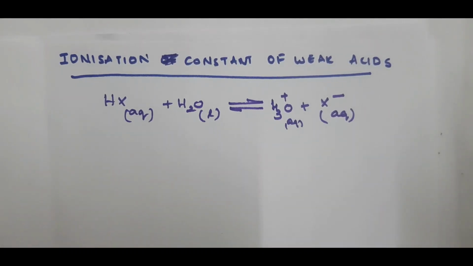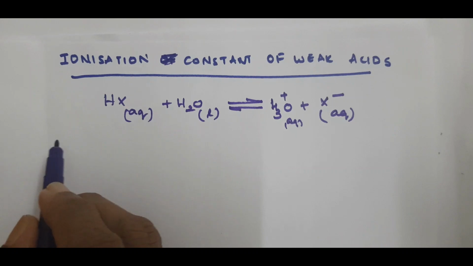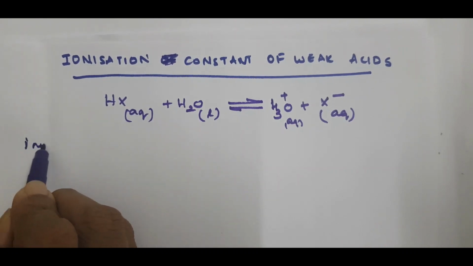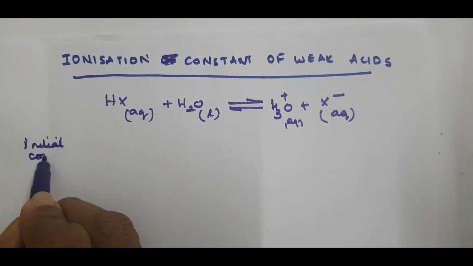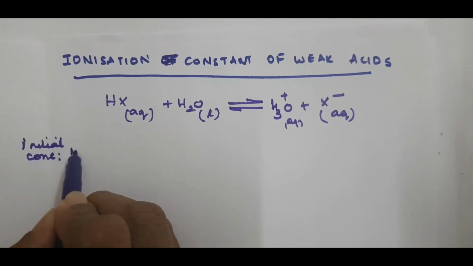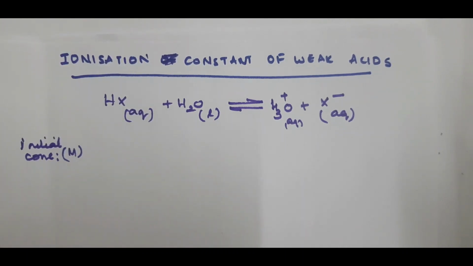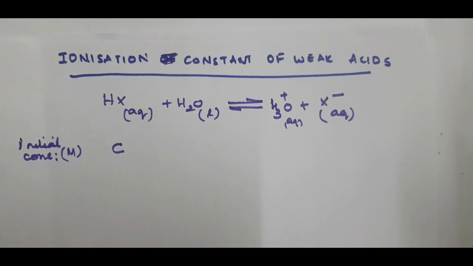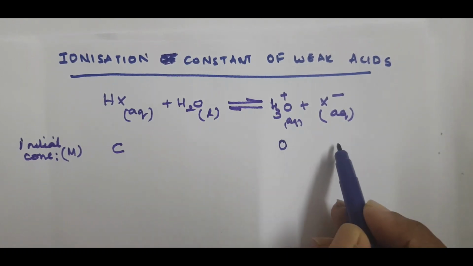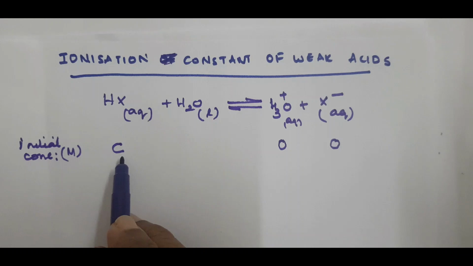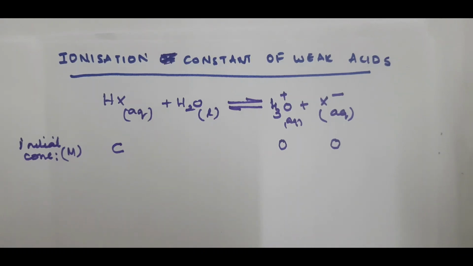Now, you have to write the initial concentration, which is in molar. If C is the initial concentration of this weak acid, say for example acetic acid, then the product concentration is 0 because the product is yet to be formed. There is only reactant in the initial state at the time t equal to 0.